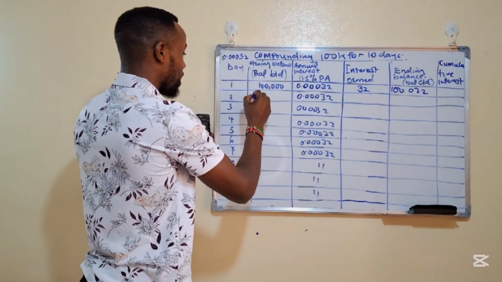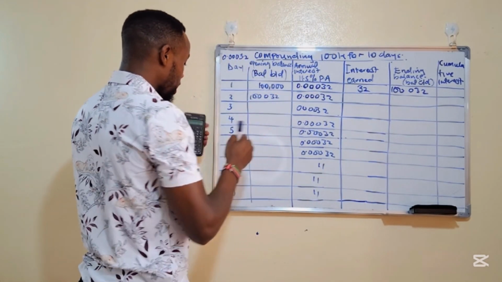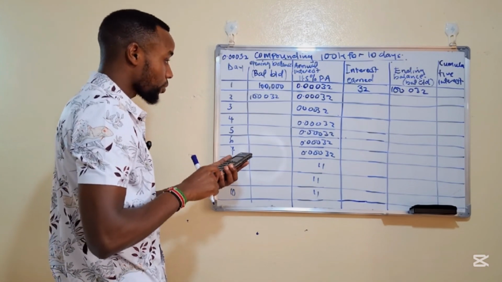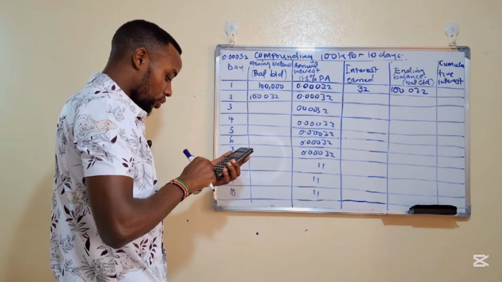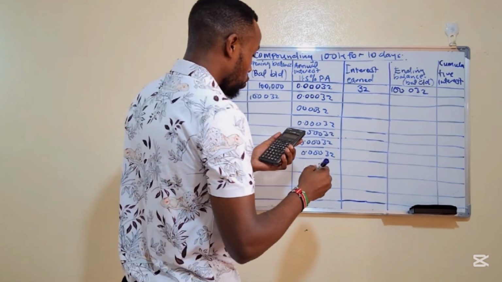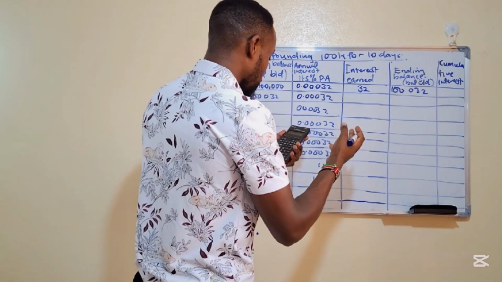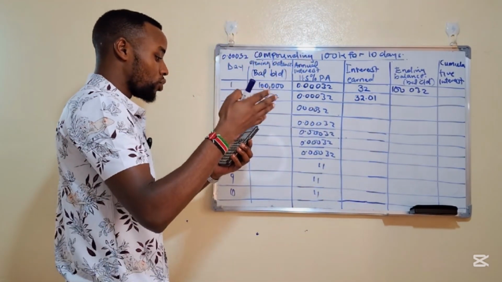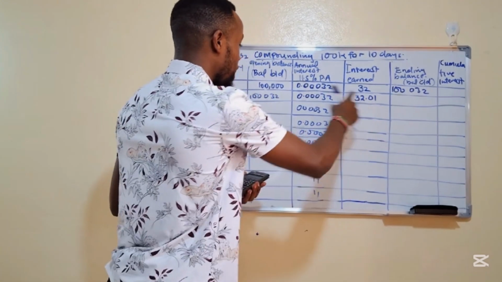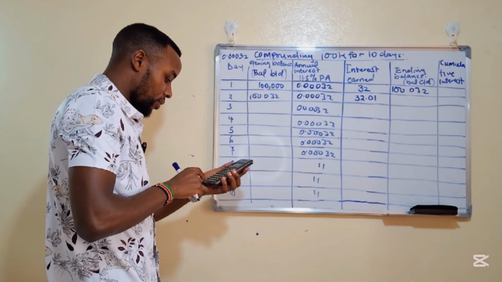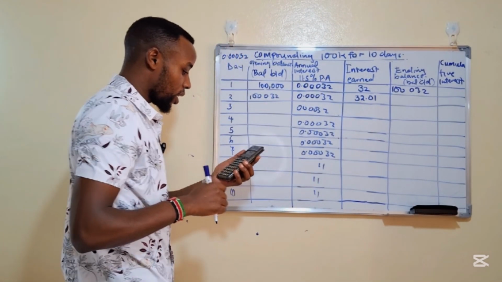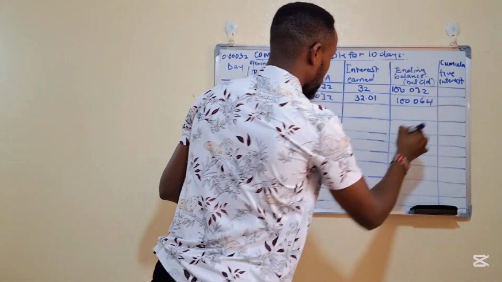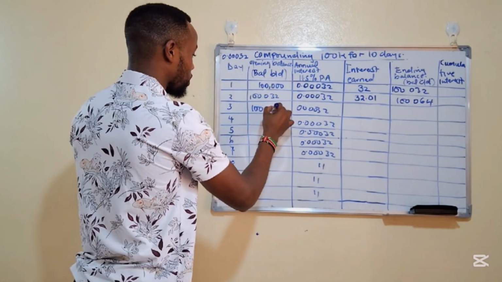So the opening balance here is 100,032. Then you multiply 100,032 by 0.00032, which equals 32. Of course, it's almost the same, but this one is 32.01. I'm going to make it into two decimal places. Then add this one plus 100,032. This one is 100,064. Of course, here we are going to have 100,064.